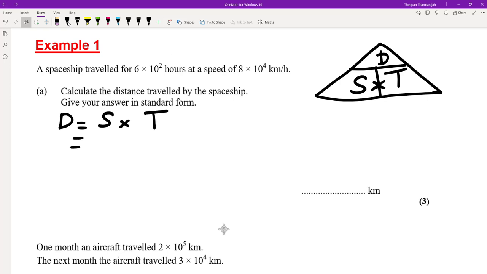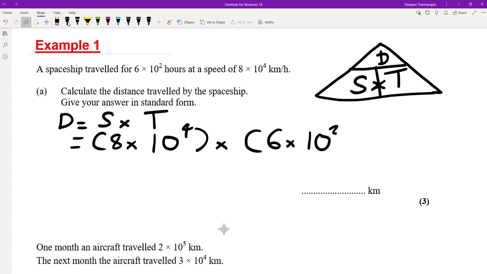And the speed we know is 8 times 10 to the power of 4, multiplied by the time taken. Now the time's in hours, so that's fine. Times 6 times 10 to the power of 2. Now we've done a question like this in one of my previous videos. So we're going to do 8 times 6, which is 48.